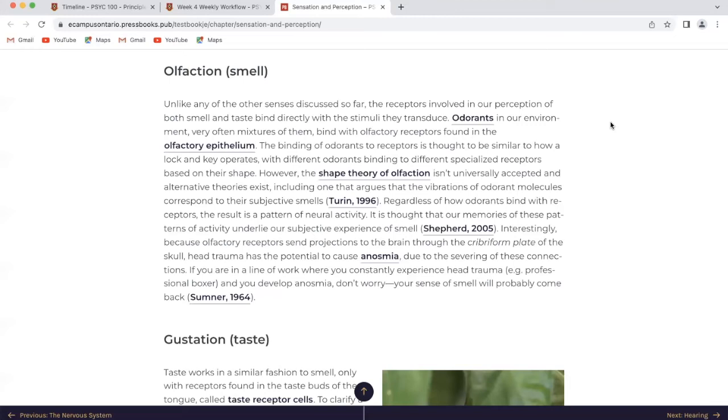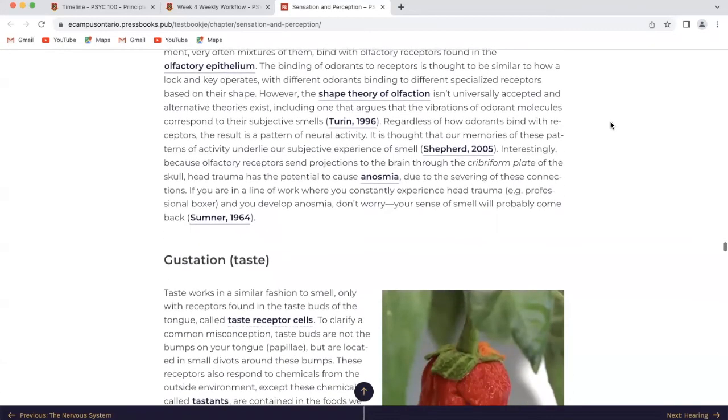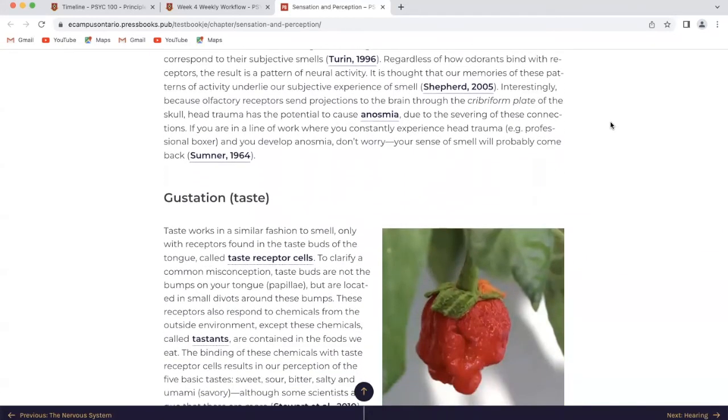Interestingly, because olfactory receptors send projections to the brain through the cribriform plate of the skull, head trauma has the potential to cause anosmia due to the severing of these connections. If you are in a line of work where you constantly experience head trauma and you develop anosmia, don't worry. Your sense of smell will probably come back.